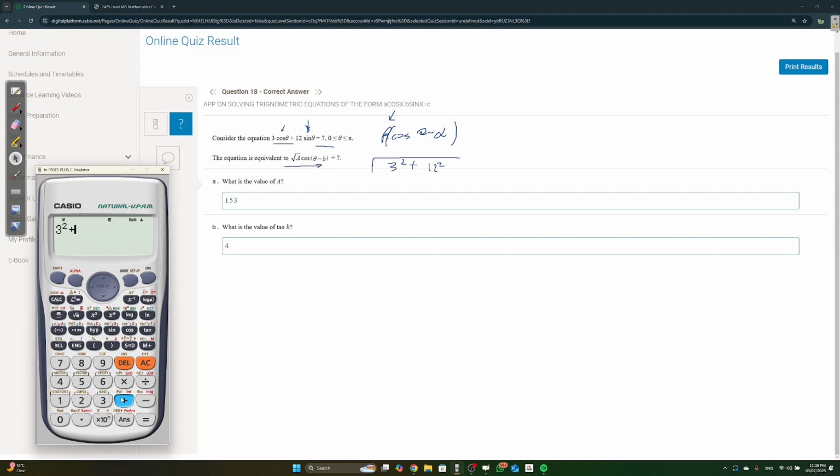3 squared plus 12 squared. You get 153. So it's going to be square root of 153. Okay, so r is the square root of a, so a is 153.